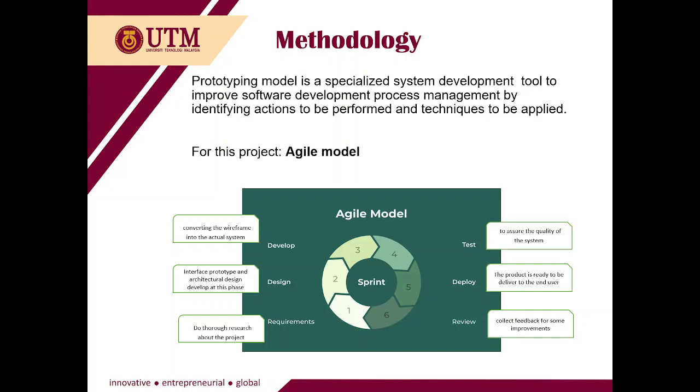The first one is requirement, where we need to do thorough research about this project. The second one is the design of the prototype interface. The third one is development, which is the coding part, where we convert the wireframe that we designed into the actual system. The fourth one is testing, to assure the quality of the system. The fifth process is deploy, and the last one is review.